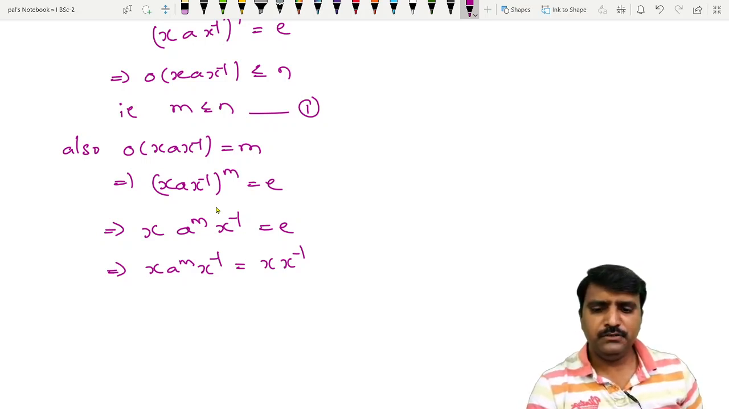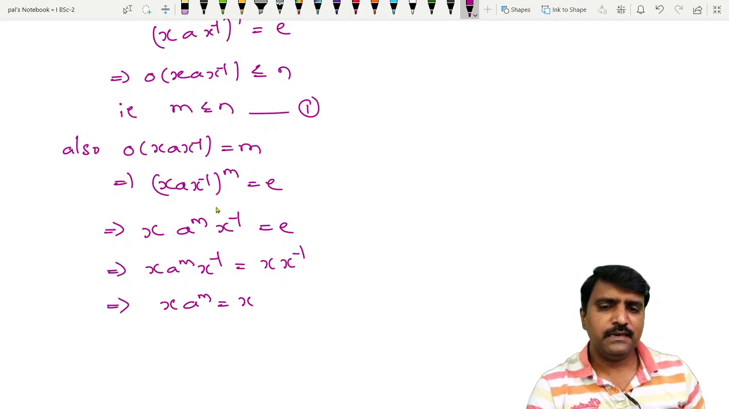And here you use the cancellation laws, left cancellation law and right cancellation law. Initially use right cancellation law, cancel this x inverse, so the remaining is x into a to the power of m is equal to x. That is by using right cancellation law. I am cancelling this x inverse here. Cancellation laws hold in any group.